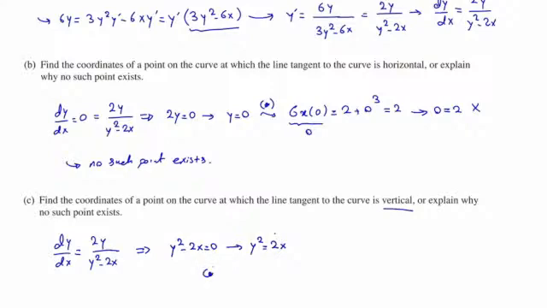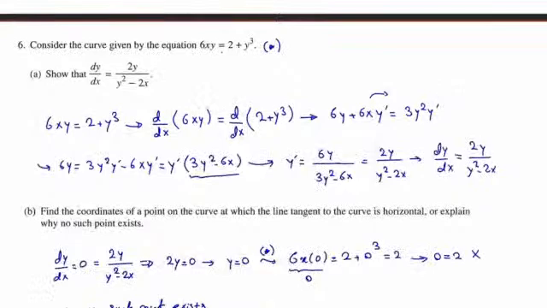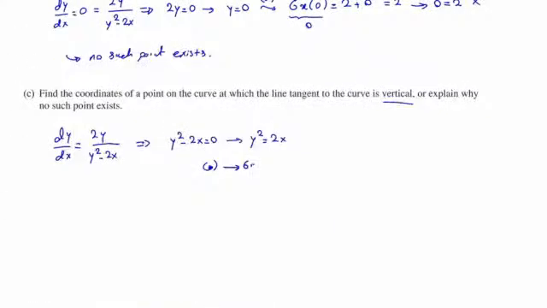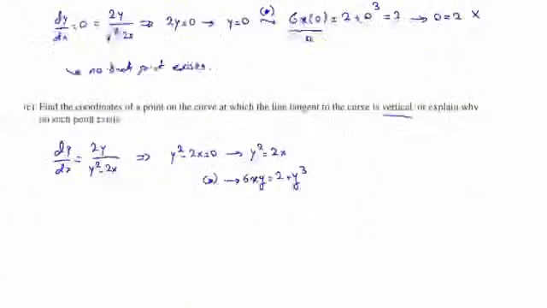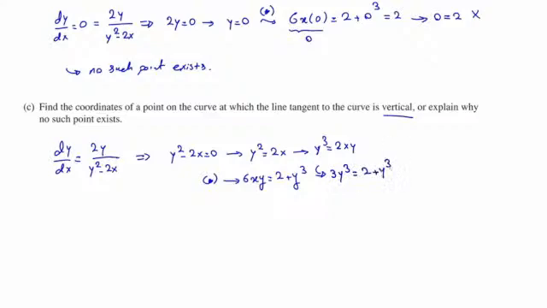And from star, the main equation of the problem, we know that 6xy equals 2 plus y cubed. Now we want to find x and y. Because y squared is 2x, if we multiply both sides by y, we have y cubed equals 2xy. Then 6xy is 3y cubed, equal to 2 plus y cubed. We subtract y cubed from both sides: 2y cubed equals 2. If we divide by 2, y cubed equals 1, so y equals 1.